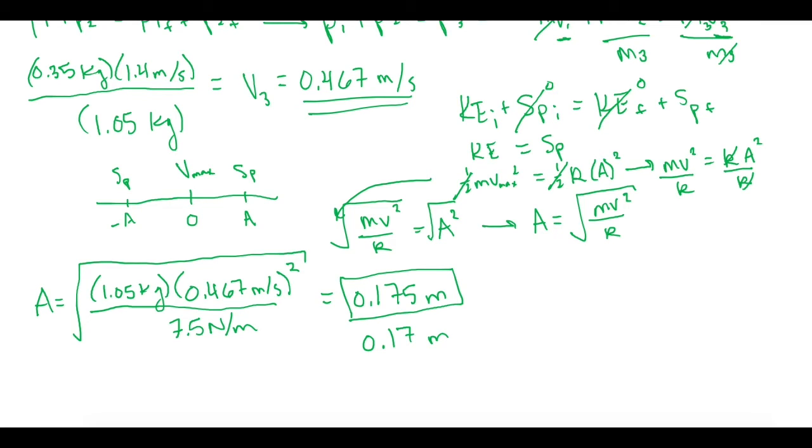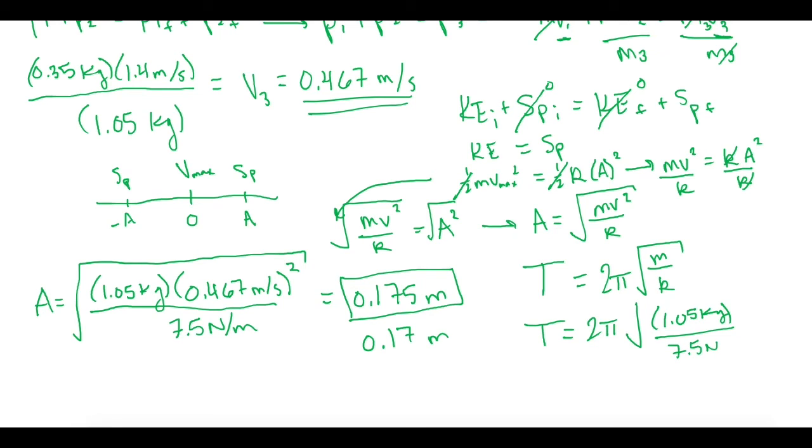And now we need to figure out what the period is. So T for period, we have the mass of everything and we have the spring constant, so let's use 2 pi times the square root of the mass over the spring constant. And we have all these values, so T equals 2 pi times the square root of 1.05 kilograms over the spring constant, 7.5 newtons per meter, of course. So the period is equal to 2.35 seconds, or rounded, 2.4 seconds.